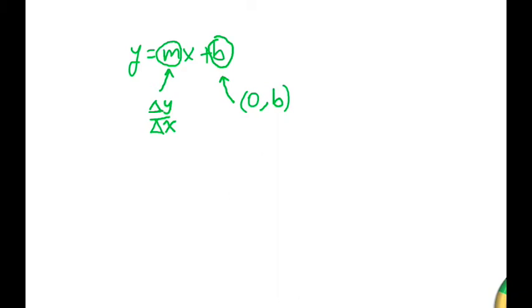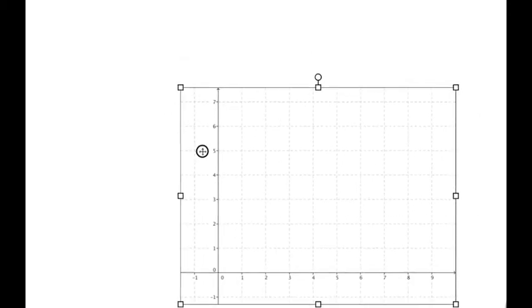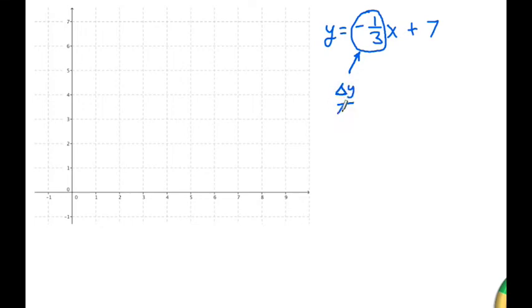Alright, so if I get a graph, I'll just steal one here, and I want to graph something simple. Let's go blue. What would fit on this graph? Y equals negative 1/3 x plus 7. So this first number, this coefficient, I always try to write my x term first, so I always recognize where the slope is. This represents the change in y over the change in x. And this says it's negative 1/3.